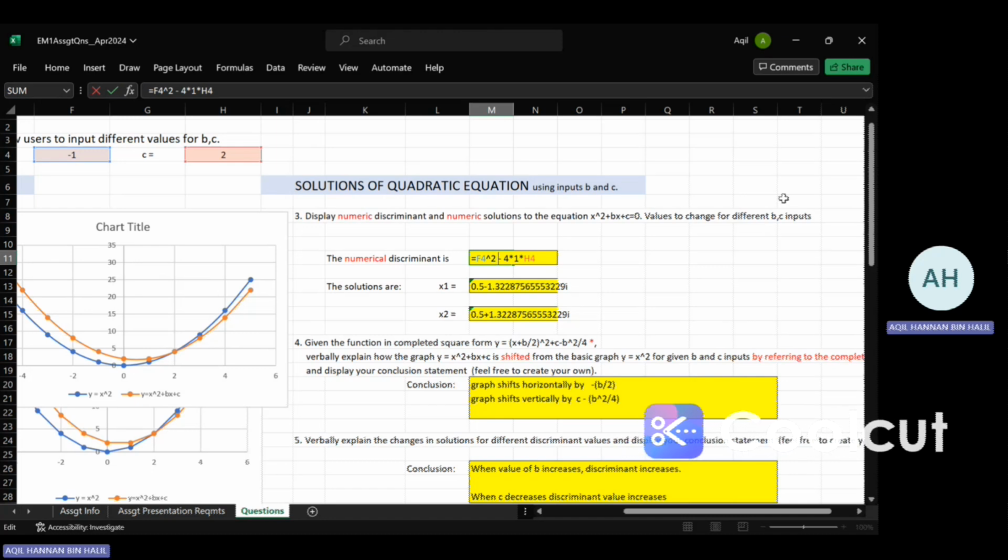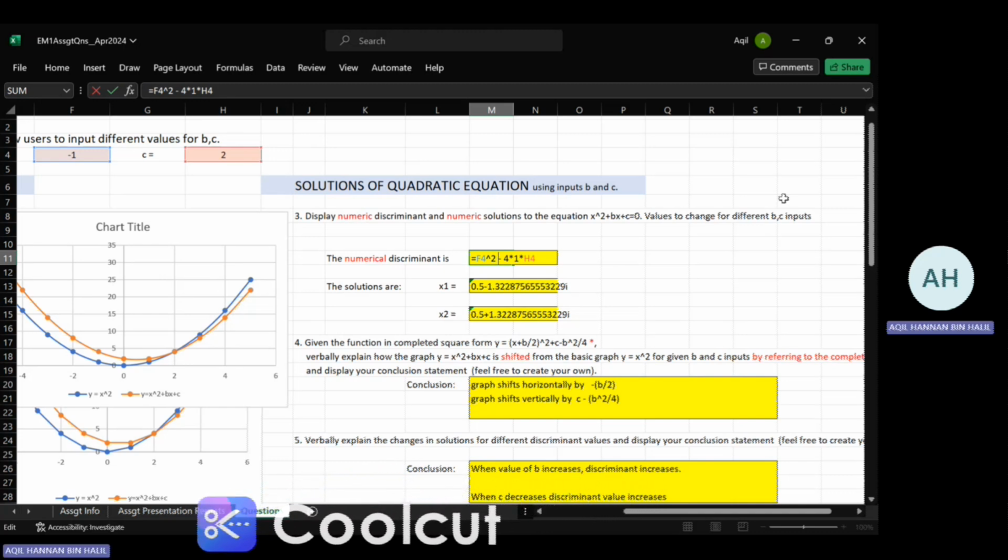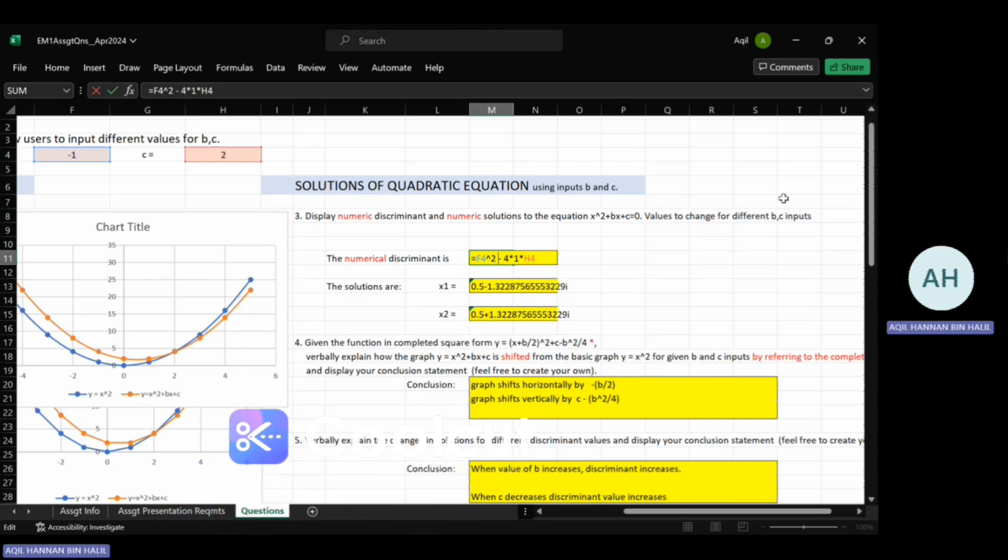Moving on to question 3, the formula for the discriminant is b squared minus 4ac. As the values of B and C are already given, you can select the cell corresponding to the B and C values. A is the coefficient of x squared. As there is no value given for the coefficient of x squared, A is 1. Type the formula as follows. F4 squared minus 4 times 1 times H4.